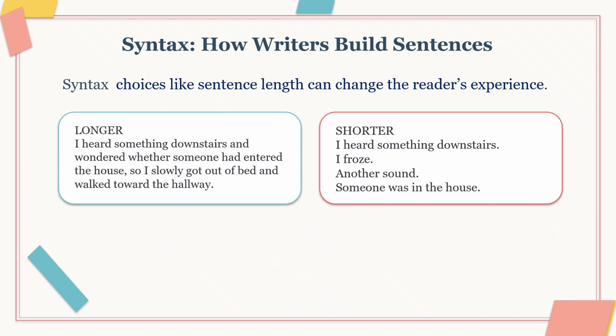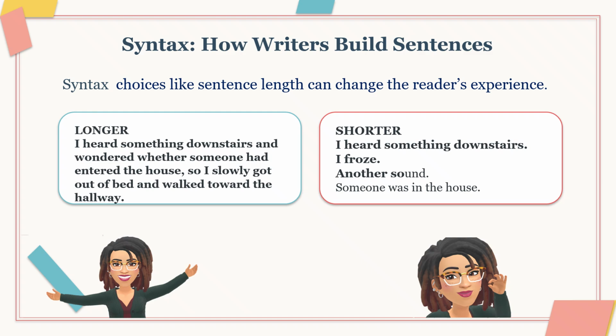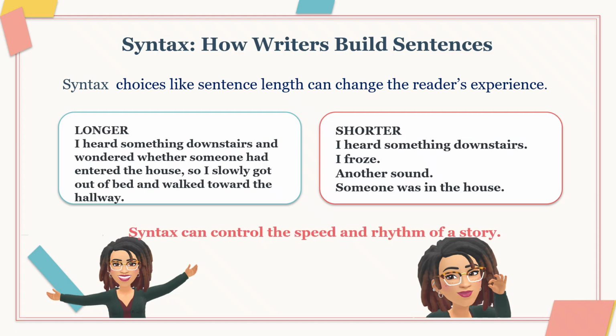Syntax choices, like sentence length, can change the reader's experience. Let's take a look at these 2 examples. The longer version, I heard something downstairs and wondered whether someone had entered the house, so I slowly got out of bed and walked towards the hallway. Versus the shorter, I heard something downstairs. I froze. Another sound. Someone was in the house. Syntax can control the speed and rhythm of a story, and these choices affect how we, the readers, experience it.